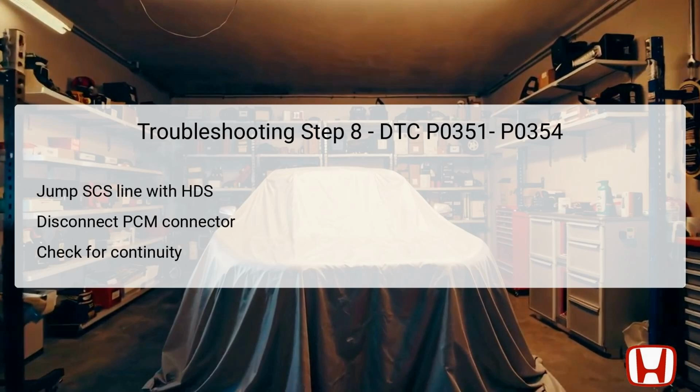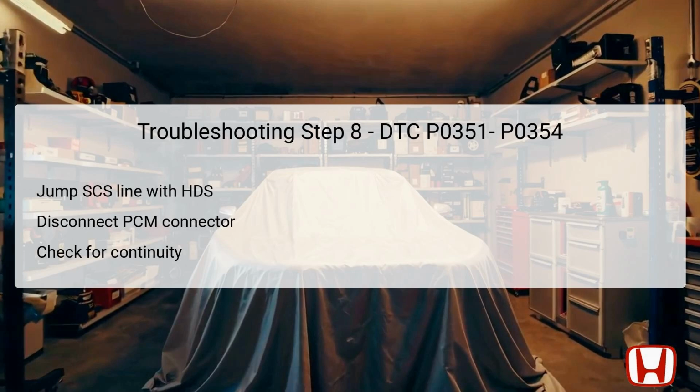Step 8 begins with jumping the SCS line using the Honda Diagnostic System HDS and allowing a wait of over 1 minute to ensure accurate results. After this manipulation, disconnect the PCM connector E80P, which manages various engine components, including the ignition coils. Now, check for continuity between body ground and the specified terminal of the PCM that aligns with the problematic ignition coil. This step is crucial in identifying any short circuits within the ignition wiring.